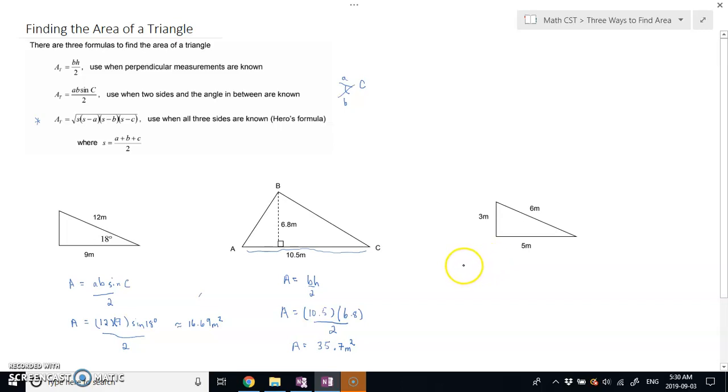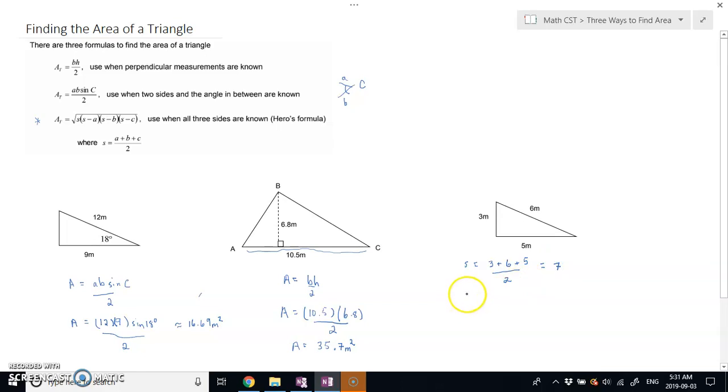Now, what I'm going to do first is find the half perimeter. And by half perimeter, I mean that we add up all the sides, 3 plus 6 plus 5, and we divide that by 2. And we find out that that value is 14 on the top divided by 2 gives us 7. So that's our value of S.